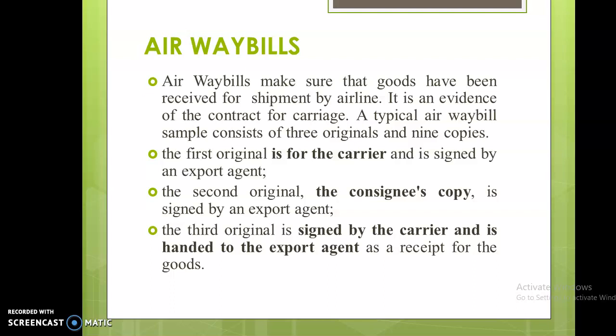So the airway bill ensures that goods have been received for shipment by the airline, and it is issued by the airline authority to prove that this is a contract for carriage.